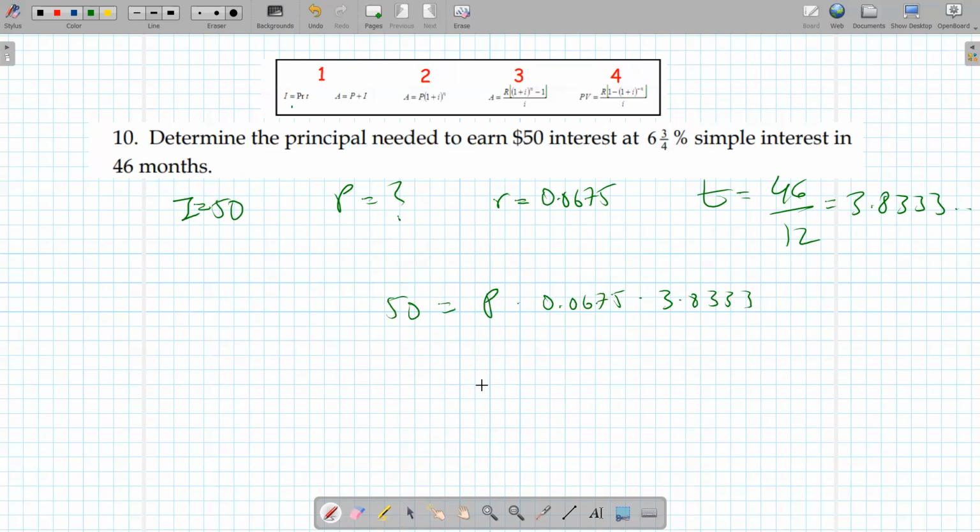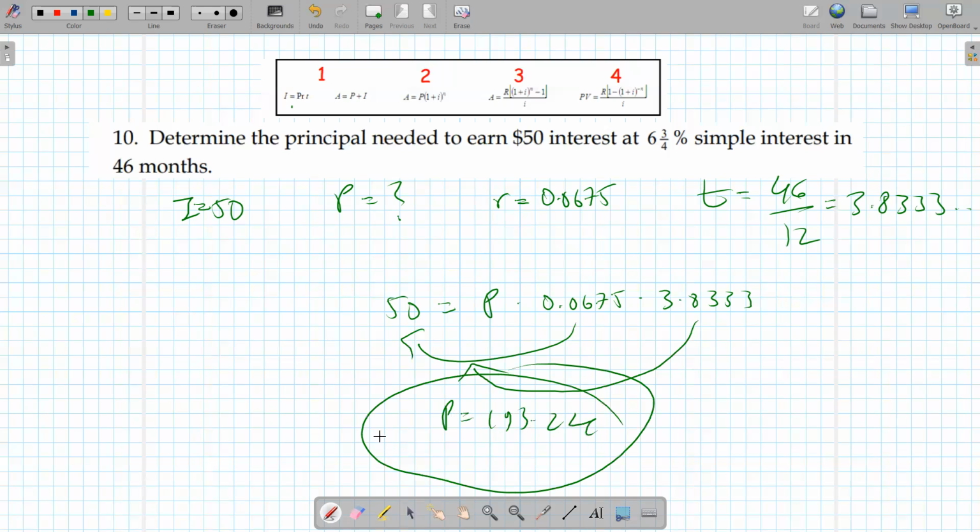Why don't you try this? Do 50 over this first, and whatever you get, do that over this. You don't need to do the store, I don't think. 193.24. Yeah, so there you go, that's the principal.